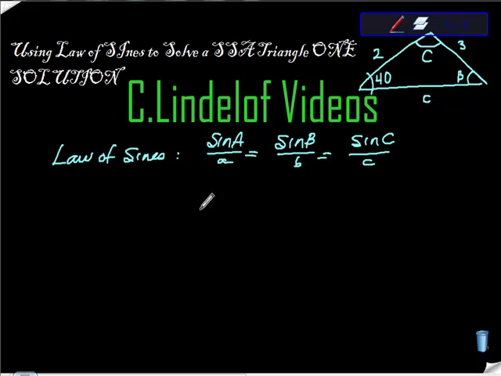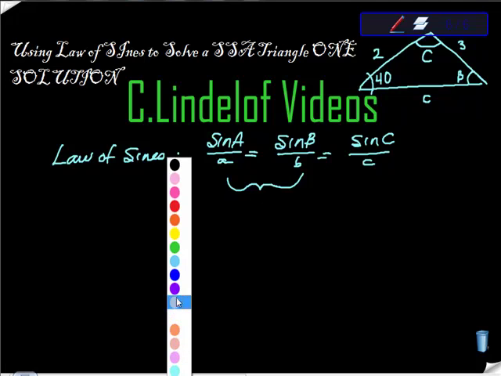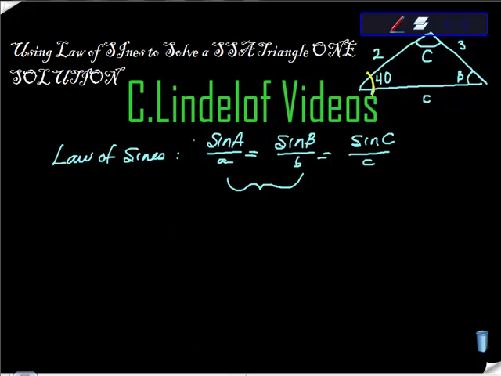So I'm going to use the law of sines here, and I'm going to use this part right here. I'm going to say sine of A is equal to sine of B. I'm going to let this be A right here. So sine of 40 degrees over its corresponding, opposite side, which is 3, so over 3 is equal to sine of B over 2.